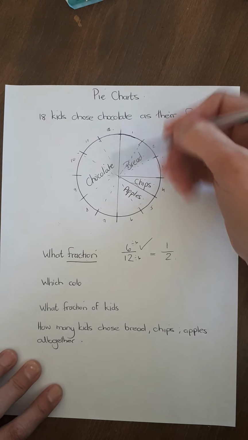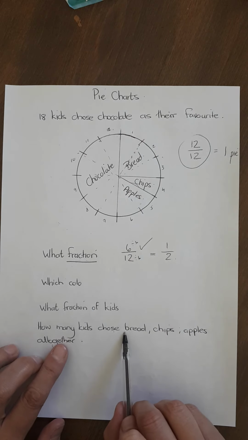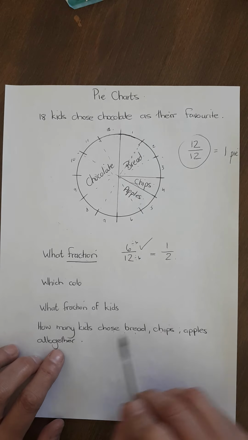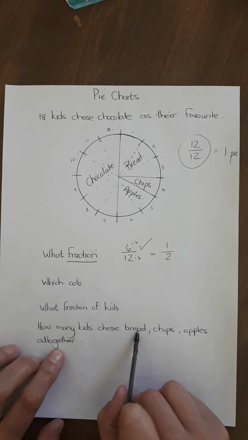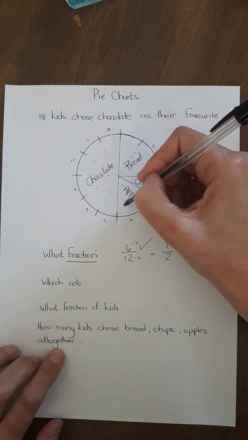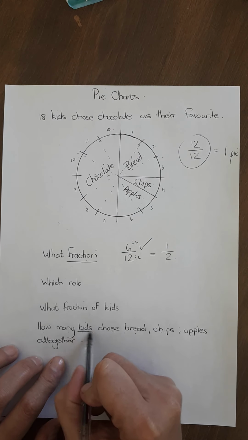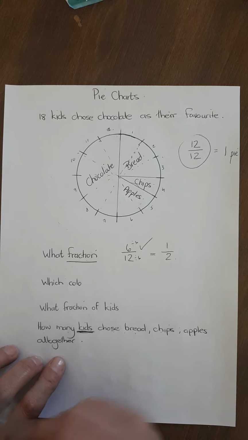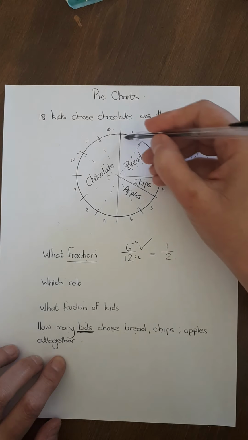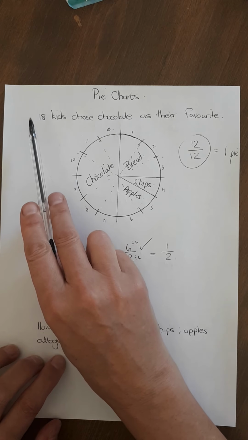Next question, they could ask you, how many kids chose bread, chips, and apples together? They chose bread and chips and apples together, so it's that plus that plus that. But now they say, how many kids? They are not asking you for the fraction. They are asking you how many kids chose this. So we need to go and read again.